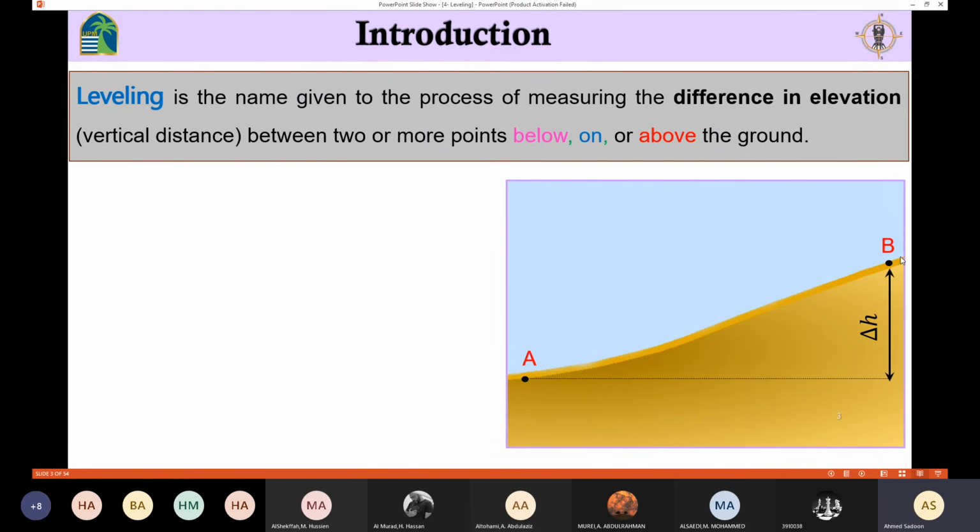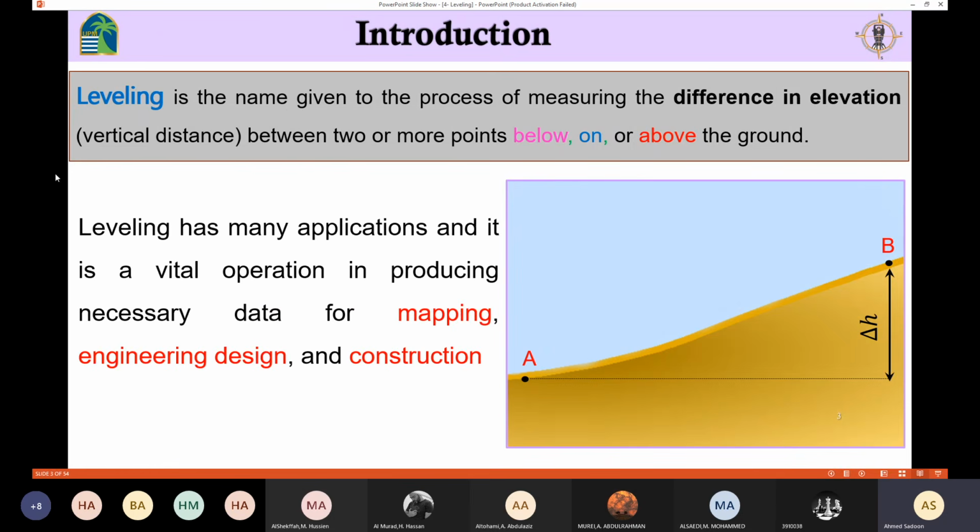So you have point A and point B. If you are going to determine the difference in height or in elevation, we call this leveling. So you could say that leveling is a process of measuring the vertical distance between 2 points, below, on, or above the ground. If you have 2 points, in order to determine the vertical distance between them or the difference in elevation, we call this process leveling.